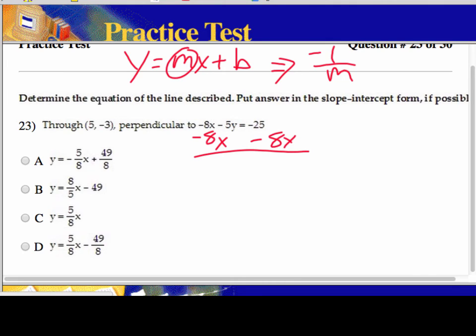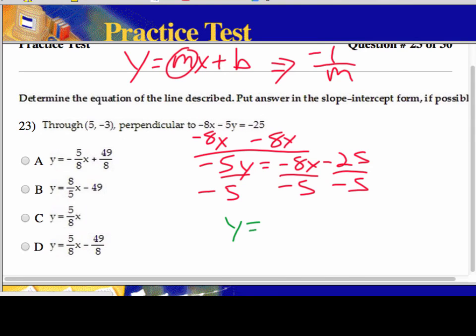So we're going to do this, and we get negative 5y is equal to negative 8x minus 25. Divide by negative 5. And all this stuff cancels, and I get y is equal to 8 over 5x plus 5. Now we did all that because we need this number, right? So then our perpendicular slope is negative 5 over 8.